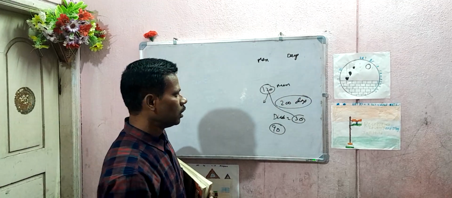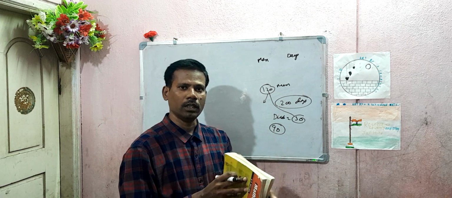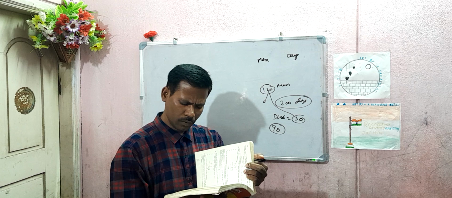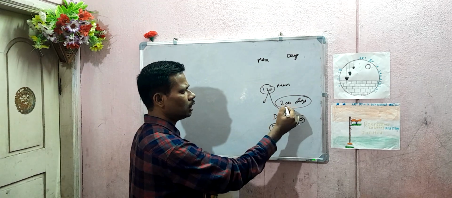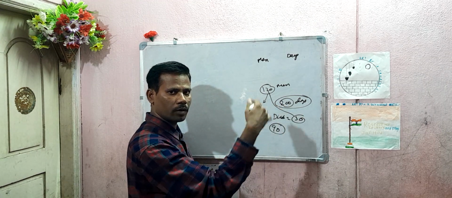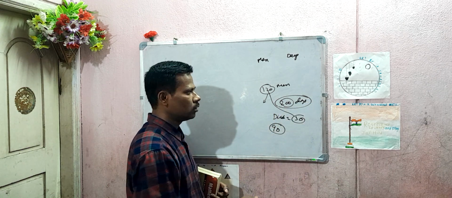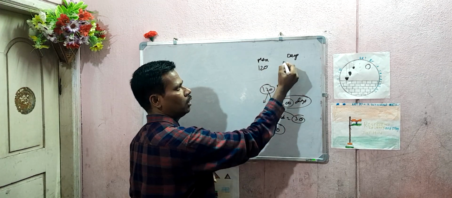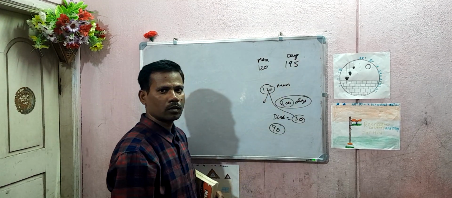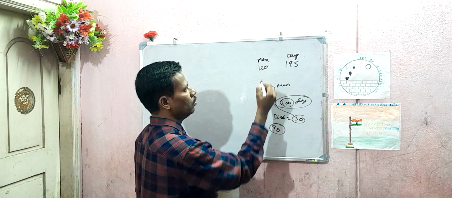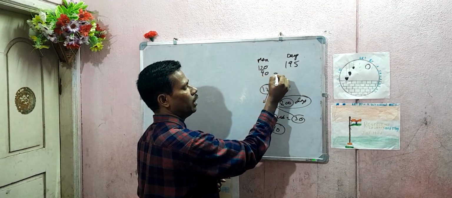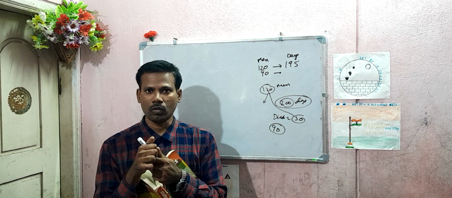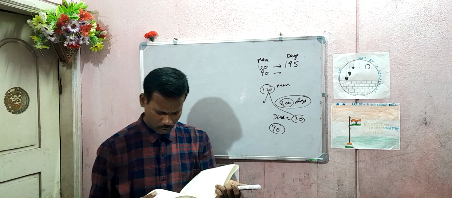Right? Now, after 5 days, 30 men died. After 5 days means how many days are remaining? Out of 200, that means these 120 men can eat for 195 days. Now 30 men died, 90 are there. So what you have to do in this?